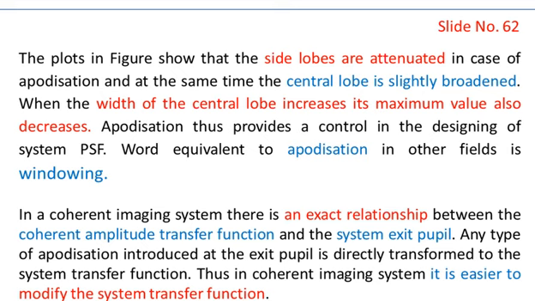The plots in the figure show that the side lobes are attenuated in case of apodization, and at the same time the central lobe is slightly broadened. When the width of the central lobe increases, its maximum value also decreases.